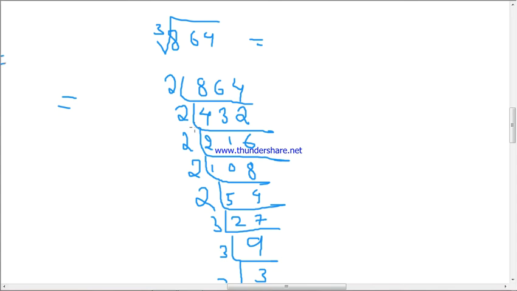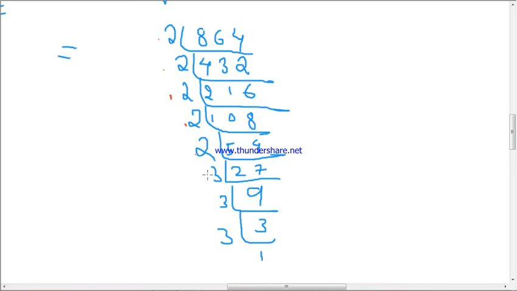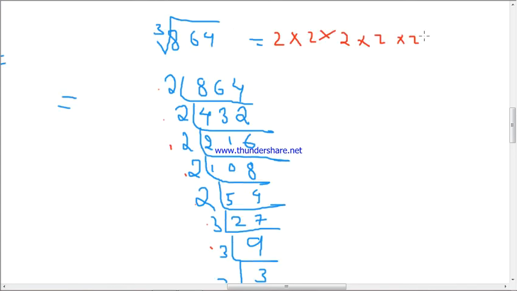How many factors does 864 have? 1, 2, 3, 4, 5 twos. And we have 3 into 3 into 3, which is 3 pairs of 3.